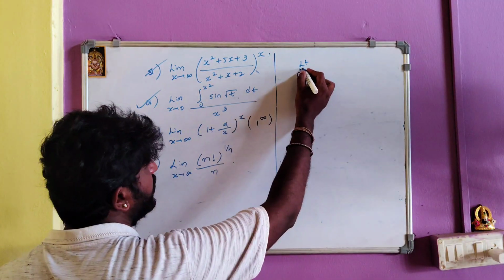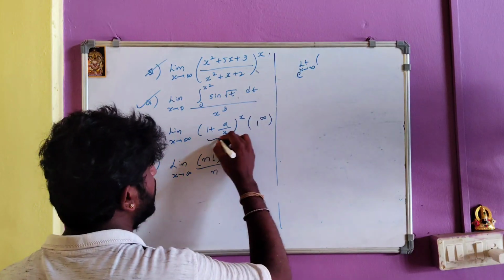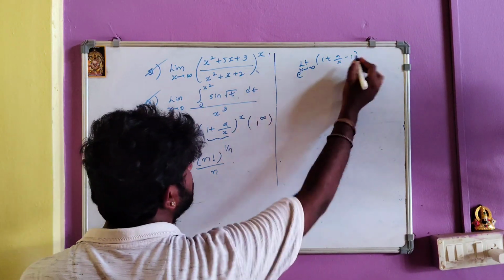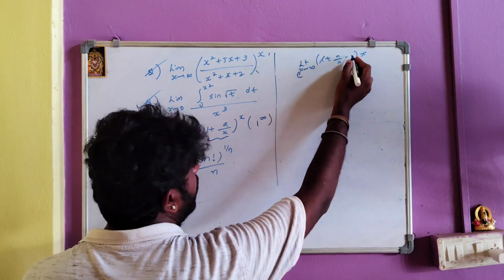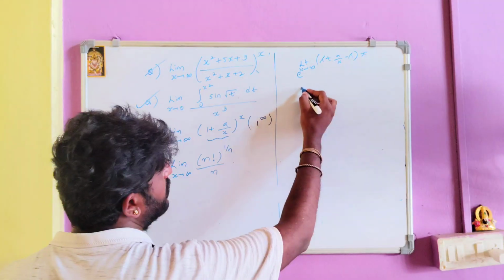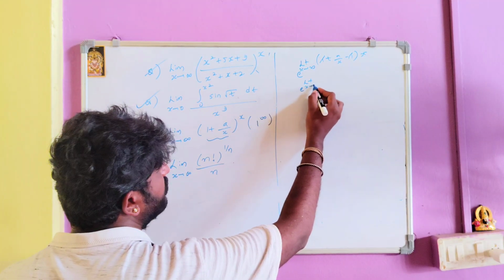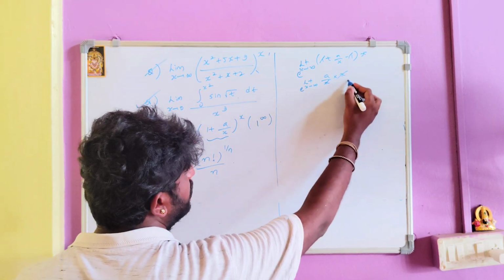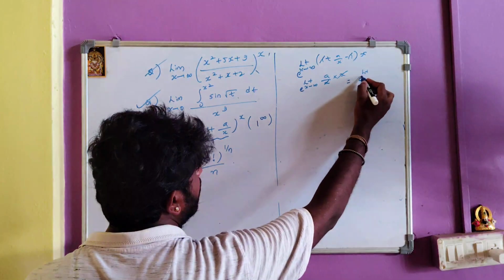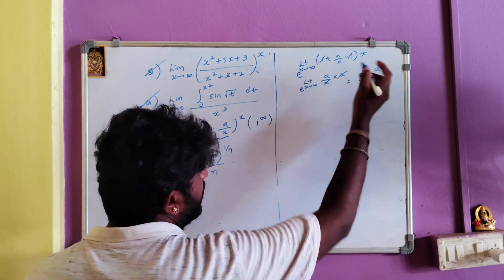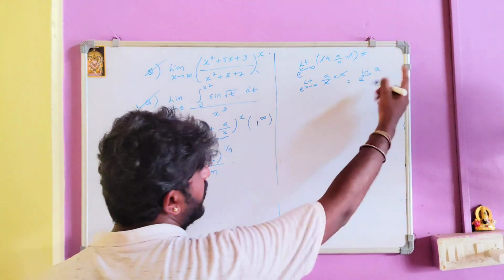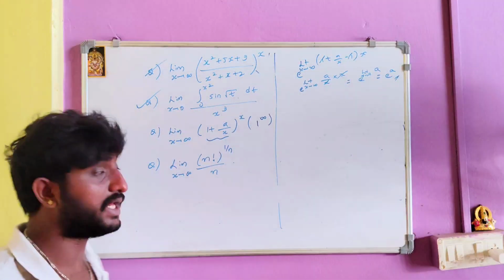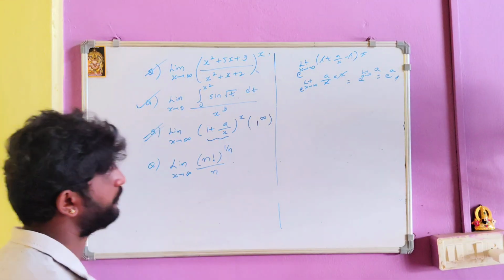What is the limit here? x tends to infinity, f of x is 1 plus a by x minus 1, g of x is x. The 1 minus 1 gets cancelled, e raised to the power of limit x tends to infinity, a by x into x, again x and x get cancelled, that is equal to e raised to the power of limit x tends to infinity a. a is a constant, the limit value gives us a only, e raised to the power of a. This is our required answer for this question.